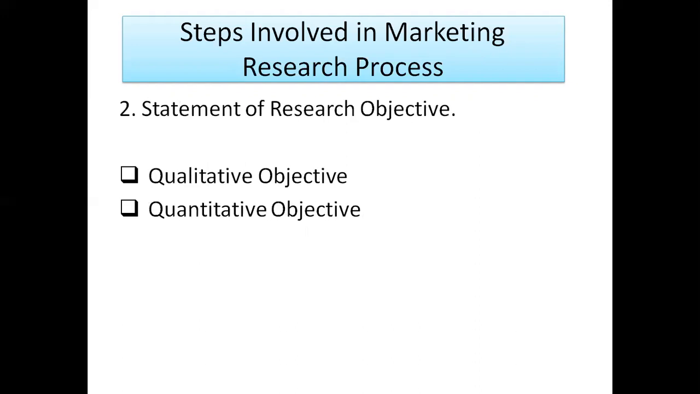The second point is statement of research objective. After identifying the problem, we must understand what the objectives are. Now, considering the objectives, sometimes they are qualitative and sometimes they are quantitative. Considering the marketing research process, it is not always necessary that we must quantify the exact data. Sometimes it is applicable for qualitative objectives and sometimes for quantitative objectives. And as per the requirement, we must go for that.